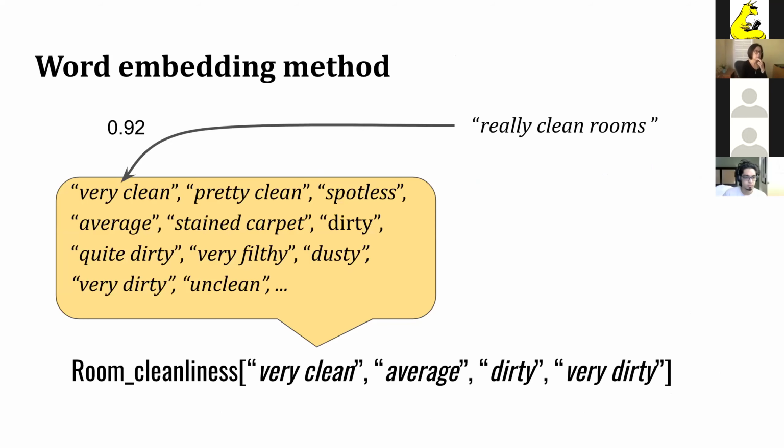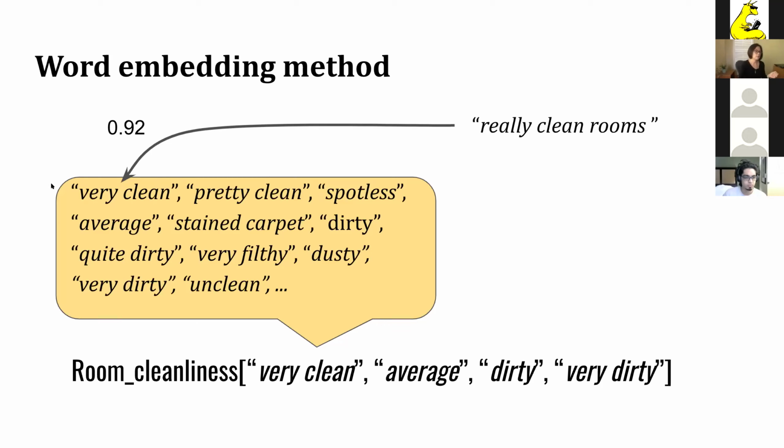Let me show you an example here. Has really clean rooms. Really clean rooms, for example, may have very high cosine similarity to the phrase very clean here, for example 0.92. And this may happen to be the highest one.